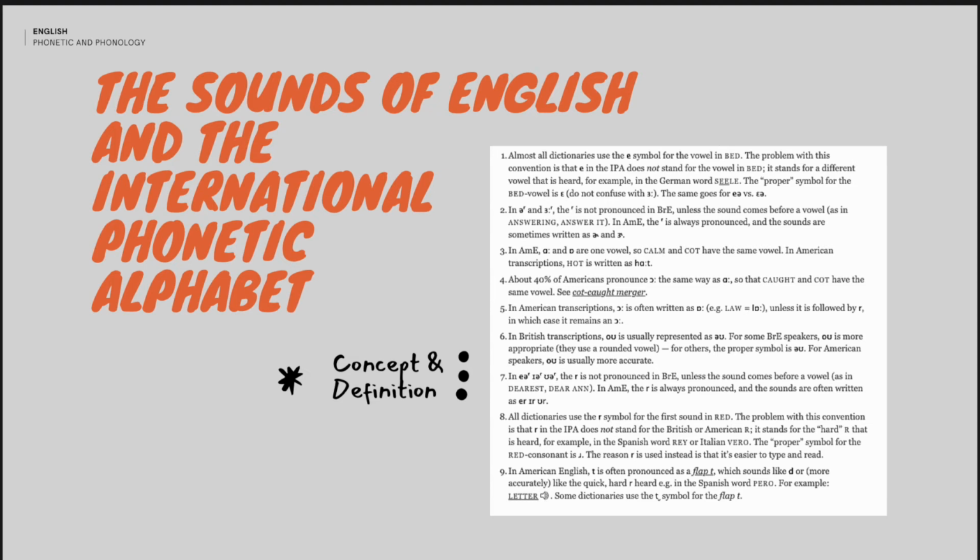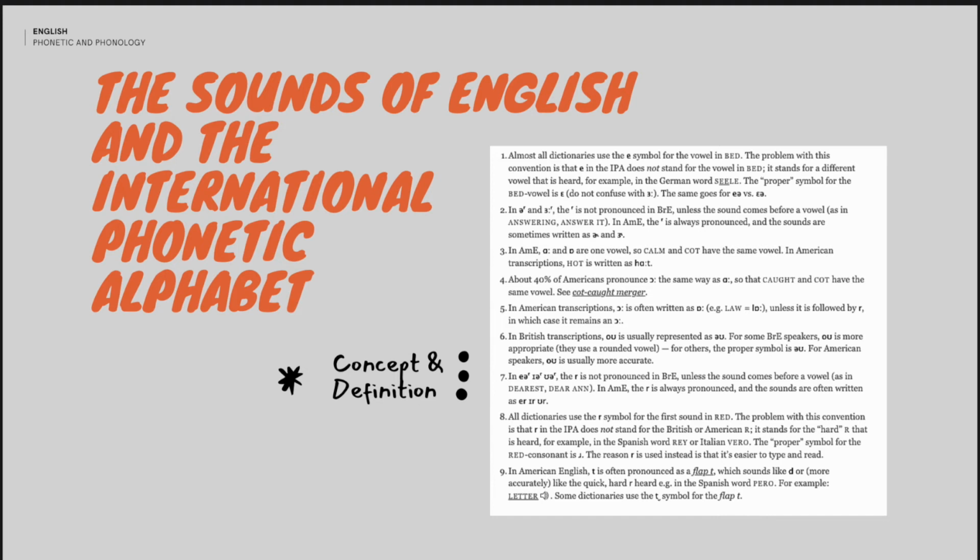All dictionaries use the R symbol for the first sound in red. The problem with this convention is that R in the IPA does not stand for the British or American R. It stands for the heart R that is heard, for example, in Spanish word re or Italian vero. The proper symbol for the red consonant is A. The reason R is used instead is that it is easier to type and read.